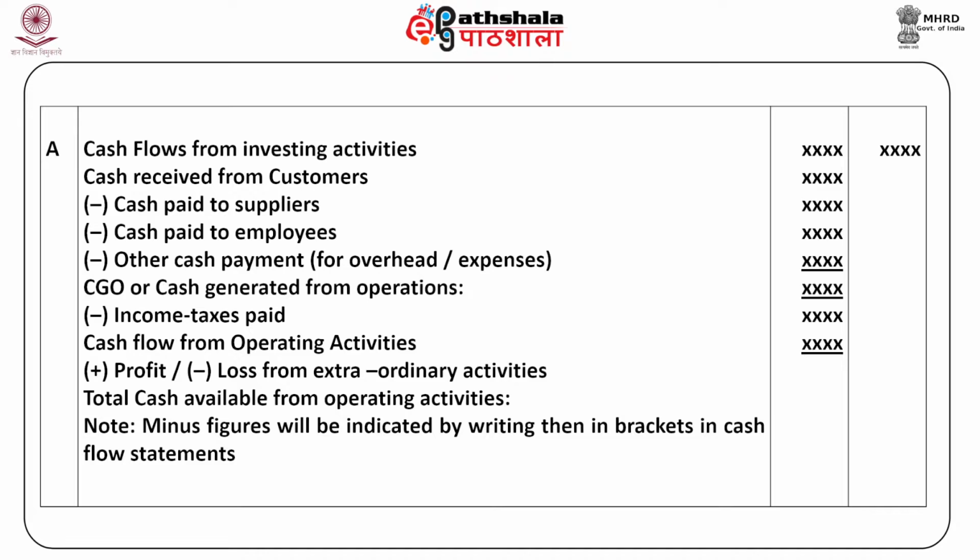CGO, or cash generated from operations, and from this we deduct income taxes paid. Cash flow from operating activities plus profit and minus loss from extraordinary activities, total cash available from operating activities will be arrived at. Note: minus figures will be indicated by writing them in brackets in cash flow statements.